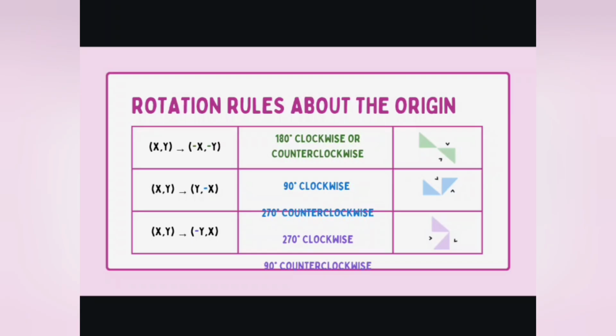If the figure is rotated by 180 degrees clockwise or counterclockwise, x and y become negative x and negative y. And if the figure is rotated by 90 degrees clockwise or 270 counterclockwise, x and y become y, negative x. And if the figure is rotated 270 degrees clockwise or 90 degrees counterclockwise, x and y become negative y and x. So thank you for listening. Moving on to the next lesson.